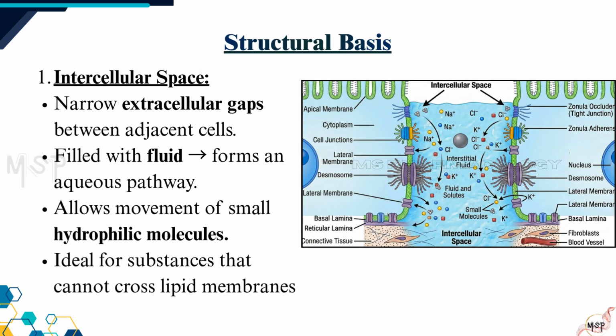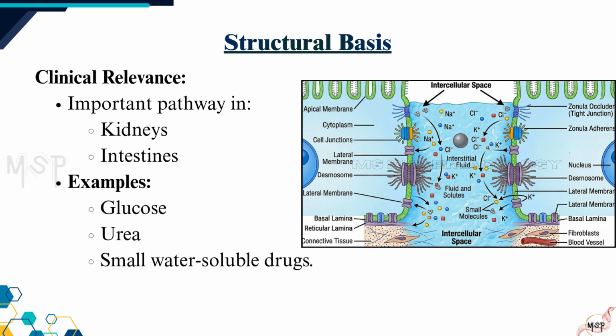The structural basis of this route starts with the intercellular space. These narrow extracellular gaps are filled with fluid and serve as specialized aqueous pathways. Because they are water-filled, they are ideal for small hydrophilic molecules that cannot pass through fatty cell membranes. In clinical practice, this pathway is crucial for transporting key molecules like glucose, urea, and various water-soluble drugs. For example, glucose and urea are efficiently absorbed via the paracellular route in the kidneys and intestines, while certain small drug molecules are designed to use this passageway for effective absorption.